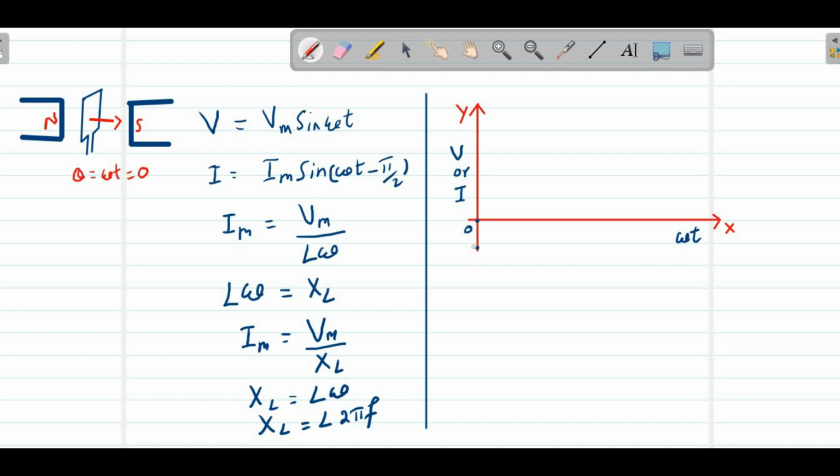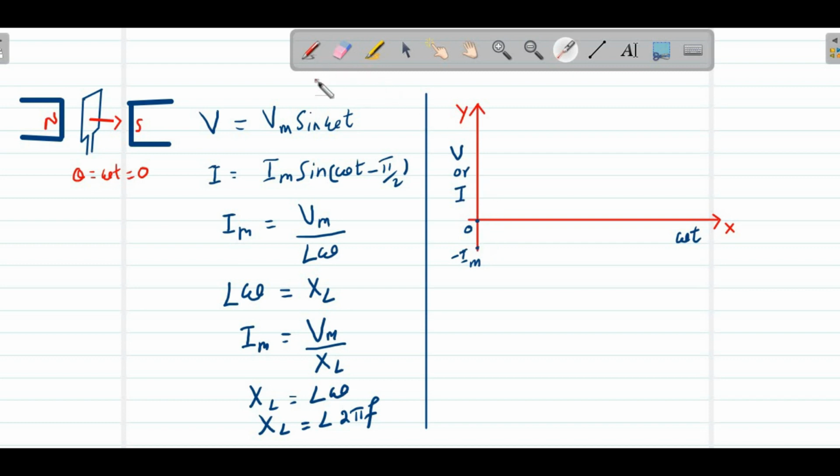Suppose current is here at the negative maximum. That is equal to minus Im, the peak value of current in the reverse direction. It means when the voltage is 0, current is negative maximum.